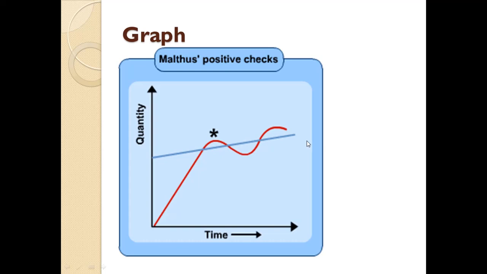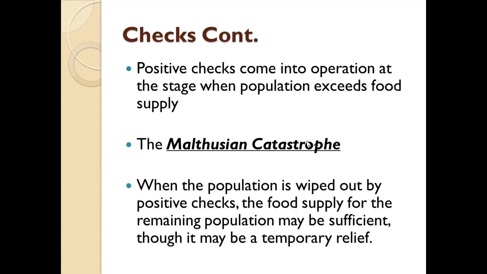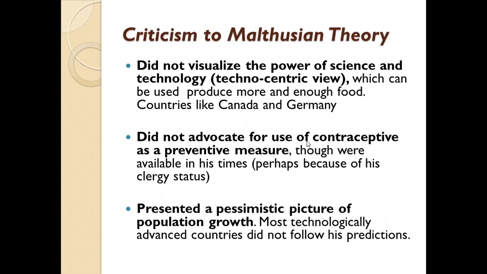So those are the positive checks that Malthus proposes. The positive checks can come into operation at the stage when population exceeds food supply, and that is what we have just called the Malthusian catastrophe. So when population is wiped out by the positive checks, then the food supply for the remaining population may be sufficient again, though it may be temporary, and then again the catastrophe might happen with a population that grows. So that's his theory.